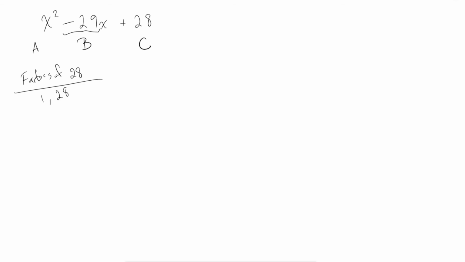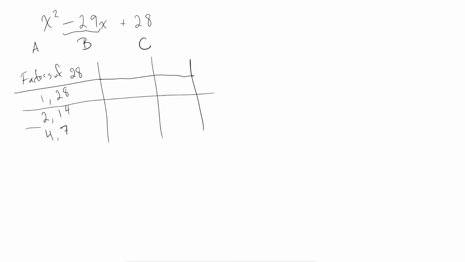My factors of 28: 1 and 28, 2 and 14, 4 and 7. And I think that those are my options. Yeah, those are my options. So do the same thing, make my little table, multiply and add together. These all multiply to be 28. Honestly, I don't know what the purpose of this second column is, but hey, there it is. Now we add them together.